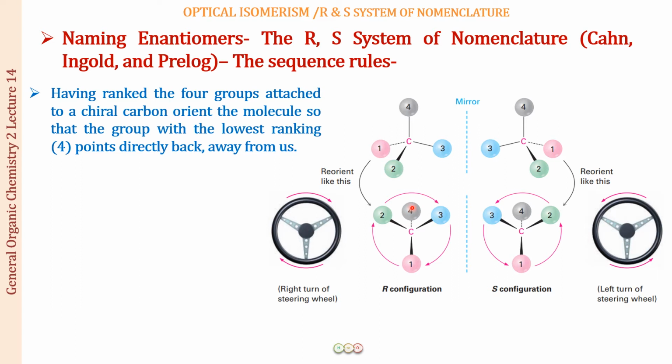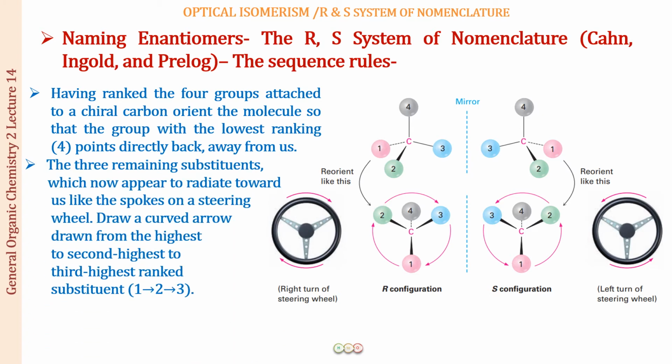Now this is where you have to imagine things. Once you do that, the other three groups are going to be projecting forward, and it is going to look as if it is a steering wheel. These three are going to be the spokes of a steering wheel. Once you have the fourth group projecting backwards, you are going to draw a curved arrow from group 1 to 2, 2 to 3, and 3 back to 1. So this becomes a steering wheel, and now we are turning the steering wheel in which direction for this compound? To the right side.